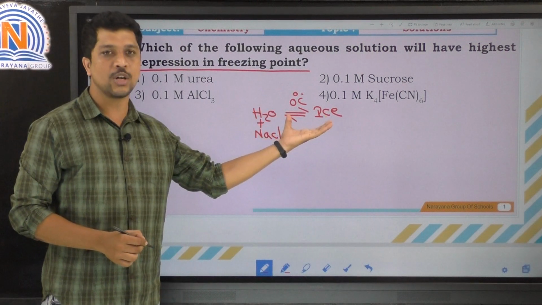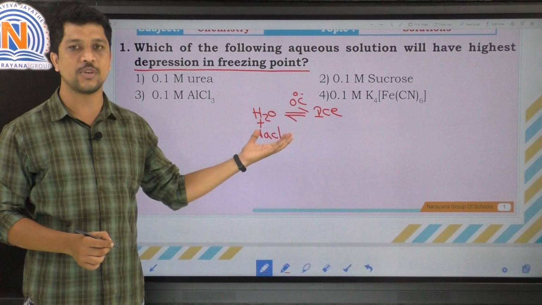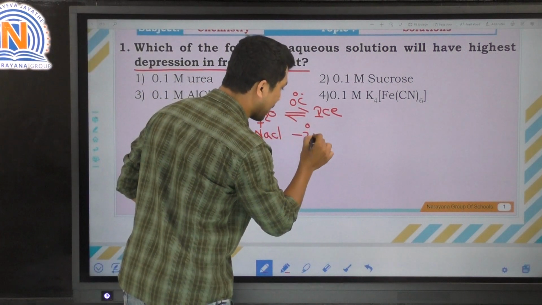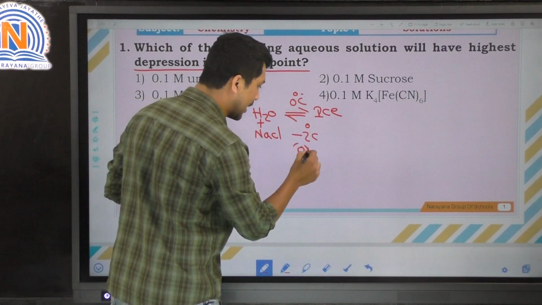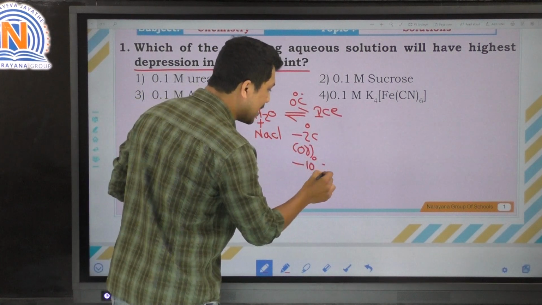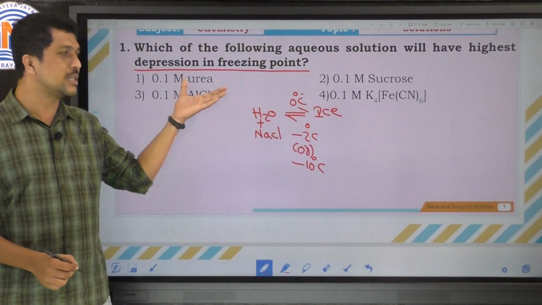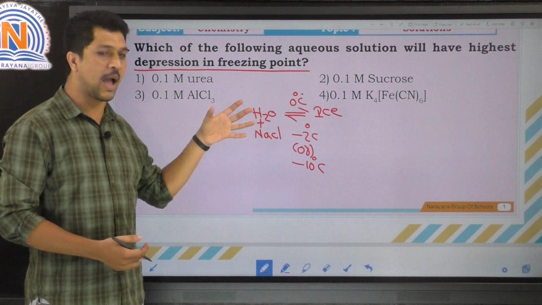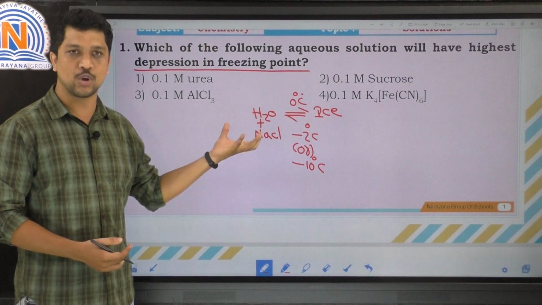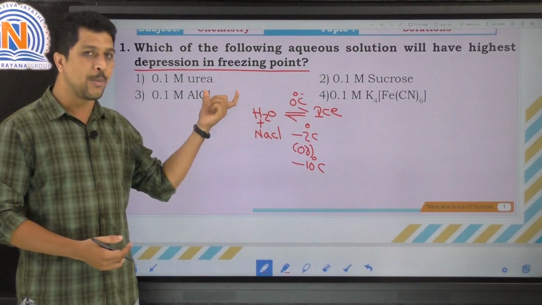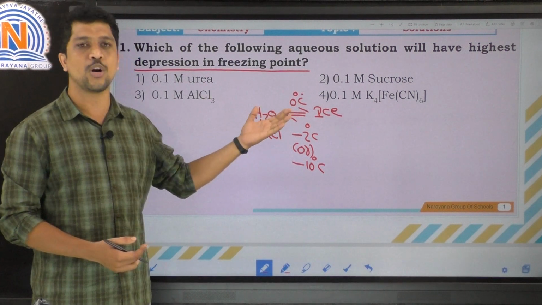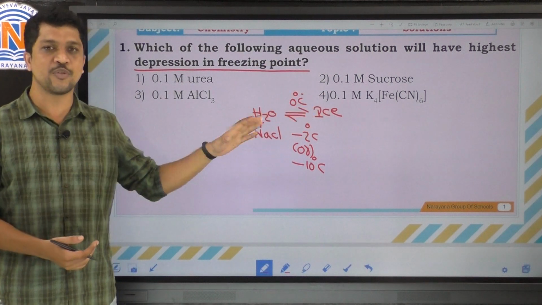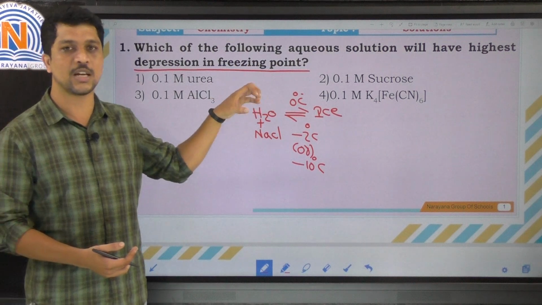The freezing point will change. So it will become 0 to minus 2 degrees centigrade or minus 10 degrees centigrade. The change in this freezing point is called depression in freezing point. Whenever you add a non-volatile solute or some other impurities to the pure solvent, the freezing point will change from the original freezing point to some other freezing point. This change is called depression in freezing point.